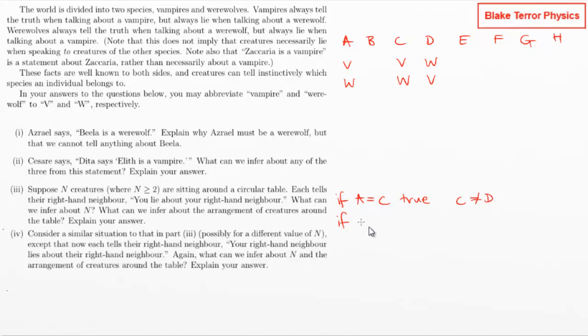Okay, if they're different to each other, A is not equal to C, then we've got a lie, which would mean that C would be equal to D. So say we had then VW, I'm still going to put in all these permutations, so that would be WV, and that would be WV. Okay, so we could do the same thing here for B, couldn't we?